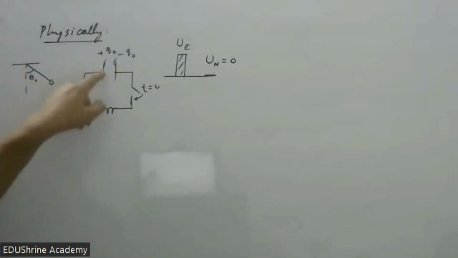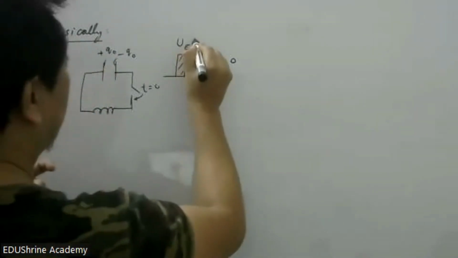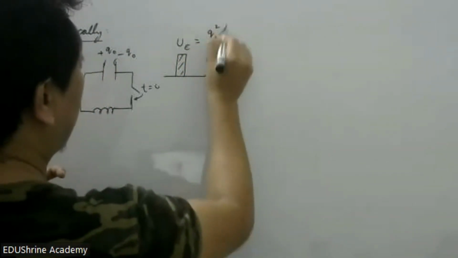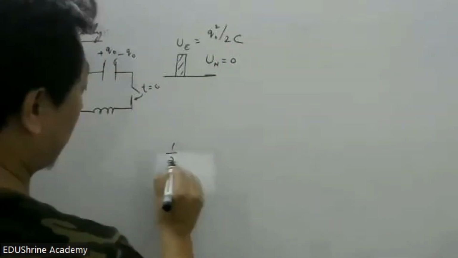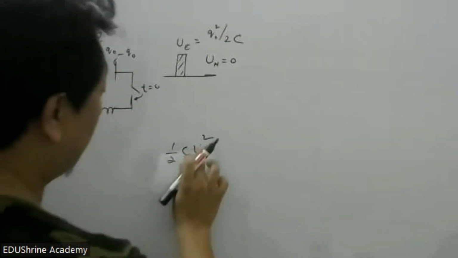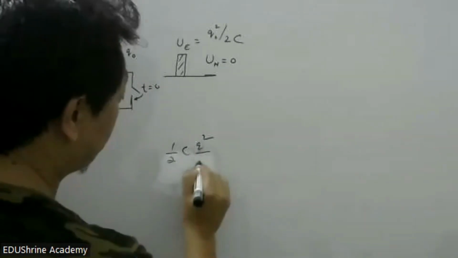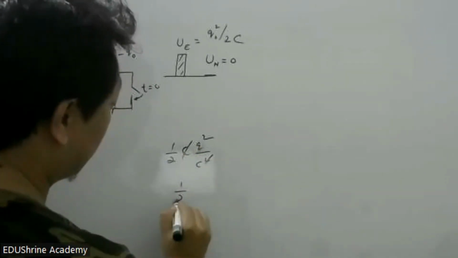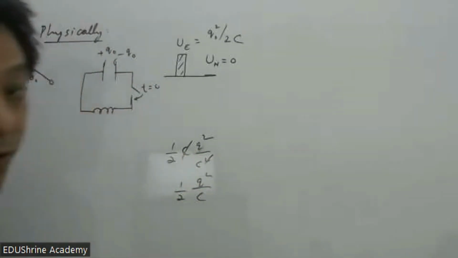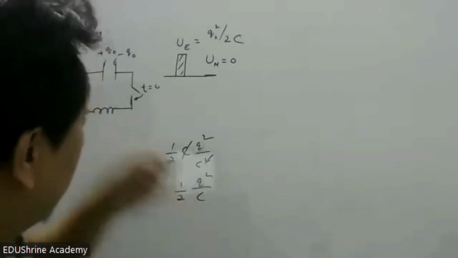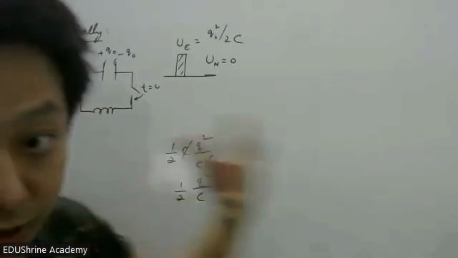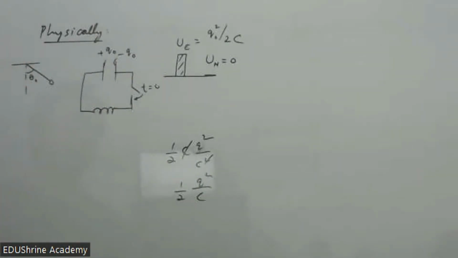Electrostatic energy right now will be how much? Q naught square by 2C. Yes or no? Half CV square we write, no? But V is nothing but Q by C. So the energy stored is Q square by C into half. And since right now the charge is Q naught, the initial charge, I have written Q naught.